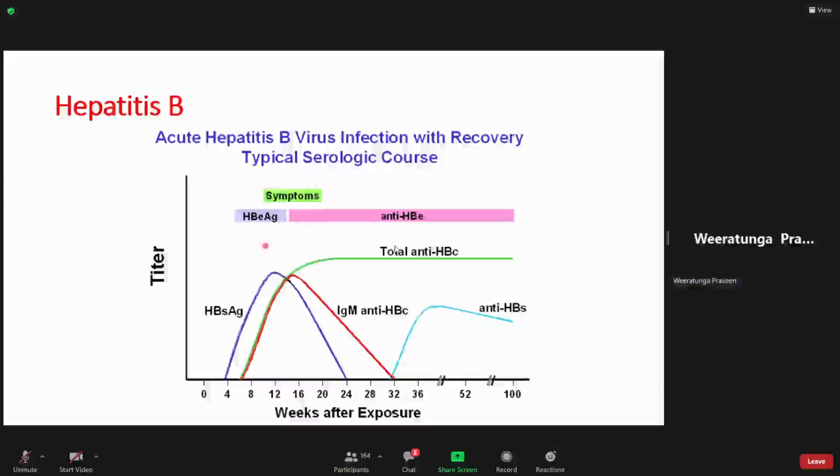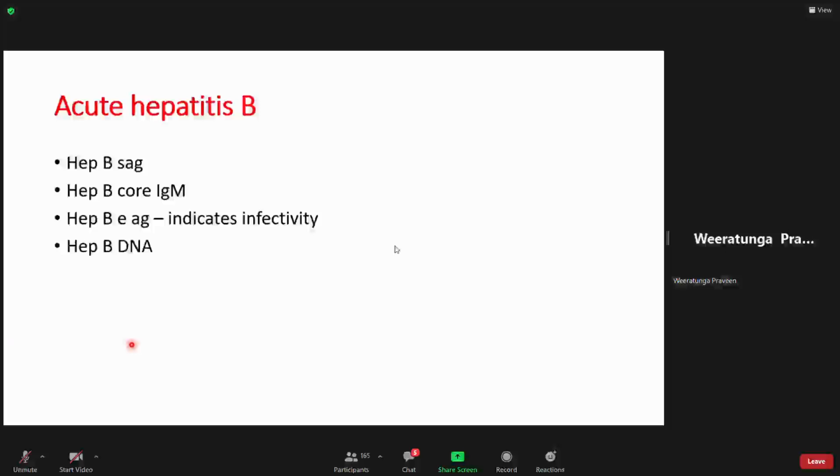Hepatitis B E antigen may be positive or negative. If positive, that means two things. One, higher infectivity. So in acute hepatitis B, if you have a hepatitis B E antigen positive, that can mean higher infectivity and severity. Remember this.